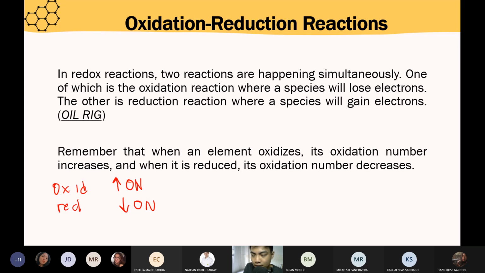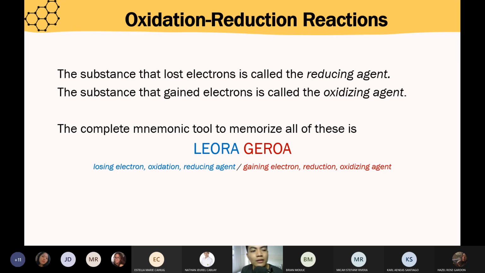Okay? So, yan. Now, bukod sa oxidation reaction at reduction reaction, may tawag din sa mismong substances that undergo those reactions. Okay? So, the substance that lost electrons is called the reducing agent, while the substance that gained electron is called oxidizing agent.